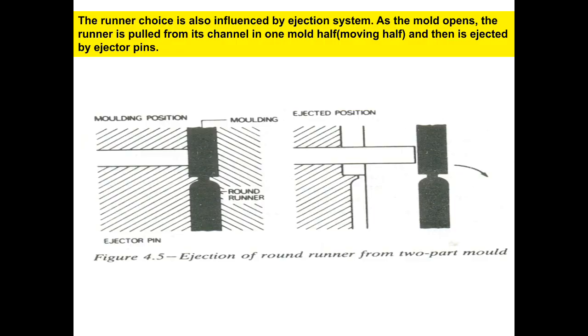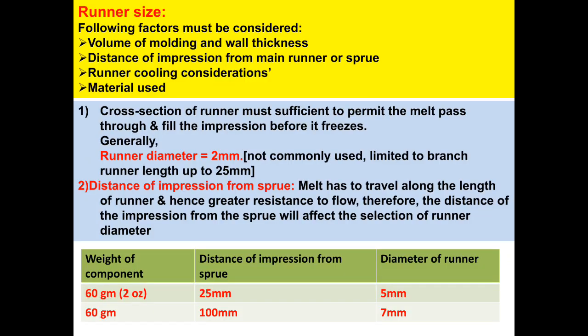Runner choice is also influenced by the ejection system. As the mold opens, the runner is pulled from the channel in one mold half, the moving half that is, and then it is ejected by ejector pins. So the runner profile should be such that it ejects properly from the mold core. Then the next element is runner size.